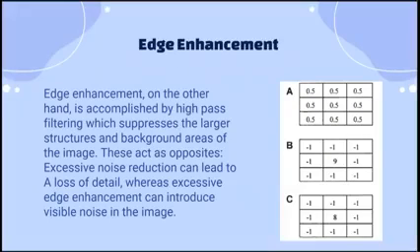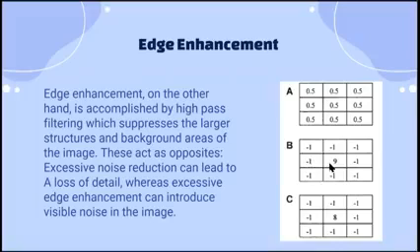And then we have what we call edge enhancement. Edge enhancement, on the other hand, is accomplished by high-pass filtering. So if smoothing is low-pass filtering, edge enhancement is high-pass filtering, which suppresses the larger structures and background areas of the image. So these act as opposites. Excessive noise reduction can lead to a loss of detail, whereas excessive edge enhancement can introduce visible noise in the image.